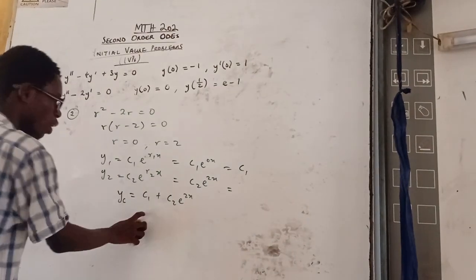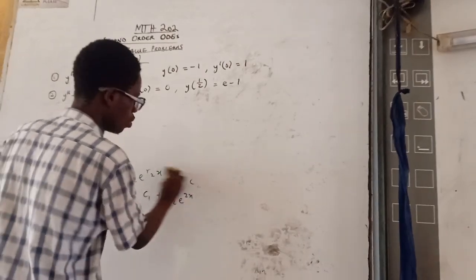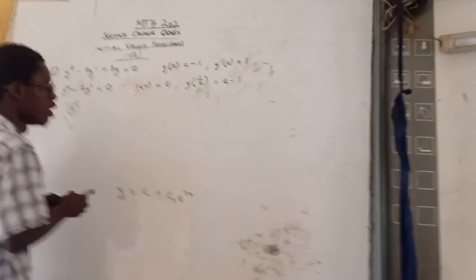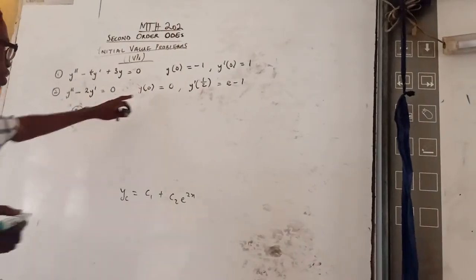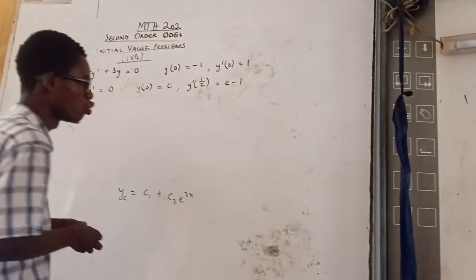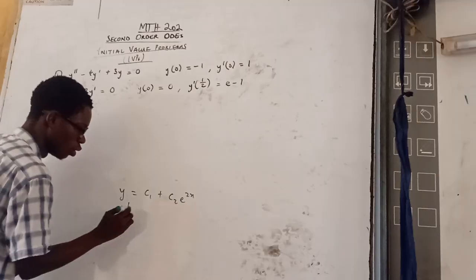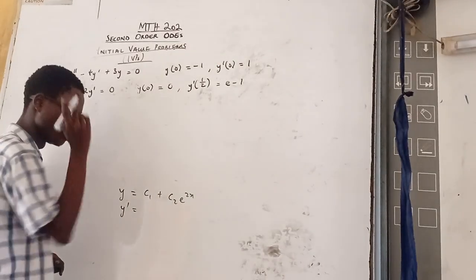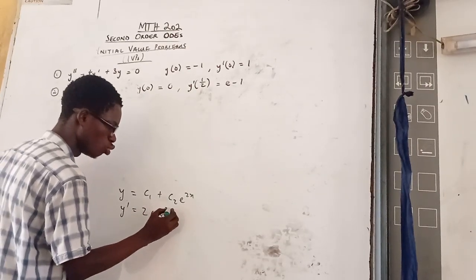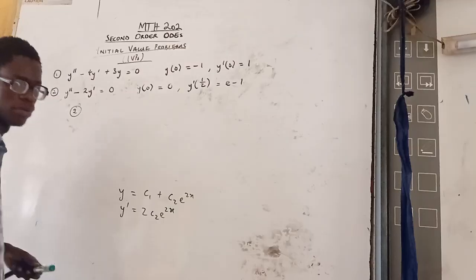Now we are going to find the values of c1 and c2 using the initial values we've been given. So using these initial values, we have y of 0 equals 0 and y prime of 1 over 2 equals e minus 1. So we are going to differentiate this. y prime equals, if we differentiate, c1 is a constant, so it is gone. If we differentiate the other term, 2 will come down, 2c2 e raised power 2x. The constant differentiates to 0. So y prime equals this.